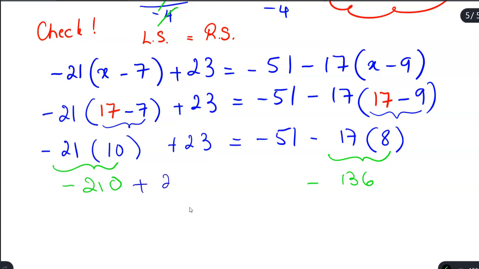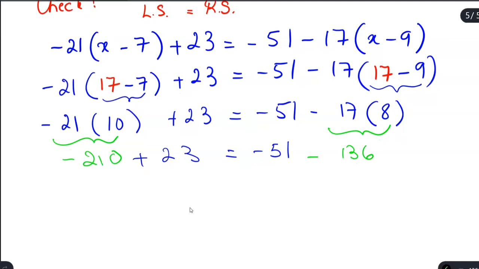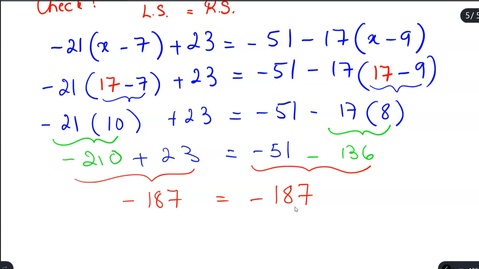Okay, so still rewrite what I have on this side of the equation again. Now you can combine these two to see what happened. Negative 210 plus 23 will give me negative 187. So let's see if these two numbers will give me the same thing. So negative 51 subtract 136 will give me negative 187 as well.